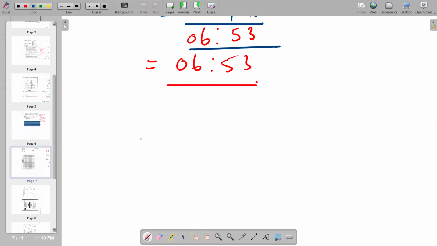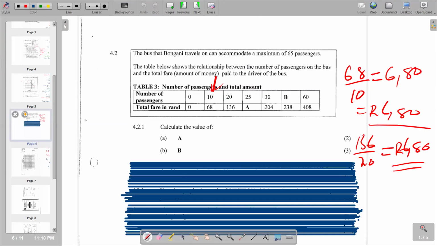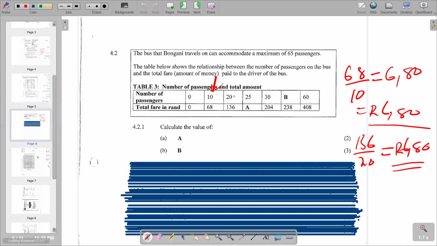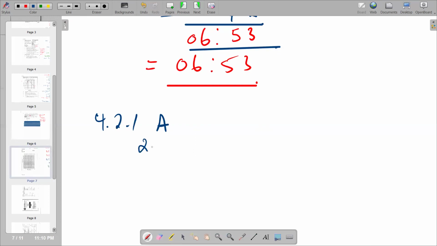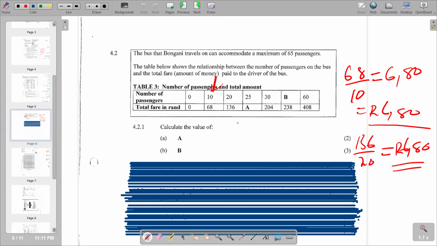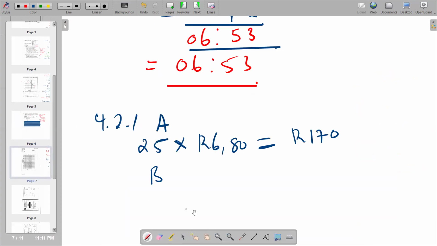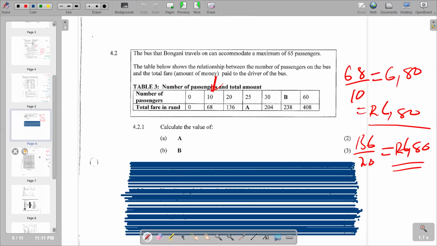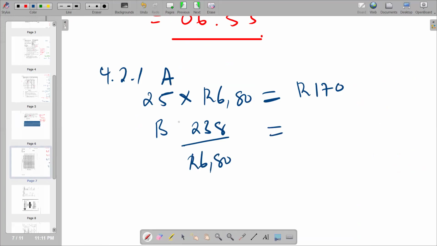So this is going to be your 4.2.1, A, whereby we are saying 25 times 680. If you calculate correctly, you're supposed to get 170 rand. Then obviously we have also B. B needs us to find the number of passengers. So for B, we are saying 238 divided by 680. I'm going to get 35 on our question paper.